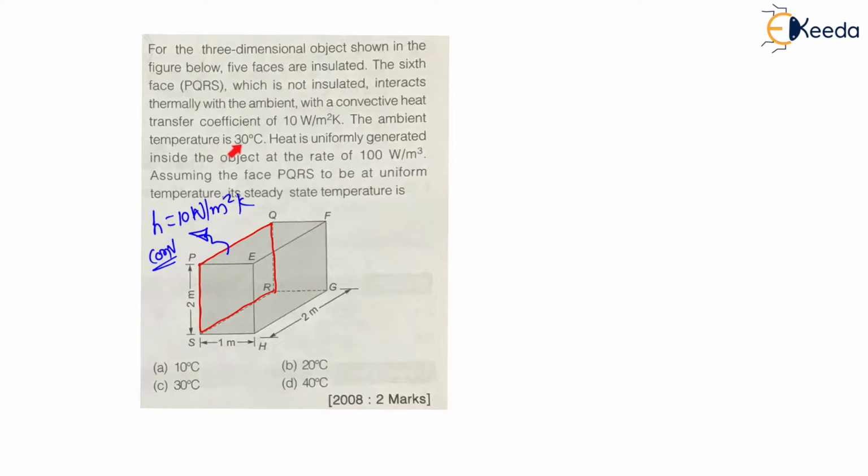The ambient temperature is 30 degrees Celsius. Here the ambient is nothing but the surrounding. The surrounding temperature is 25 degrees Celsius. Sorry, 30 degrees Celsius is given, right? That is, T infinity is equal to 30 degrees Celsius, right?